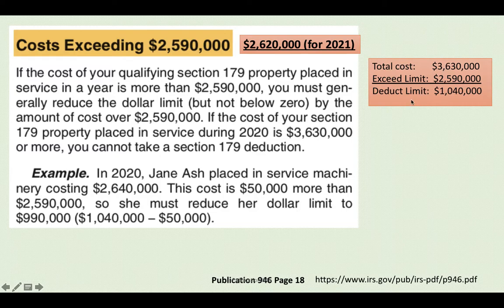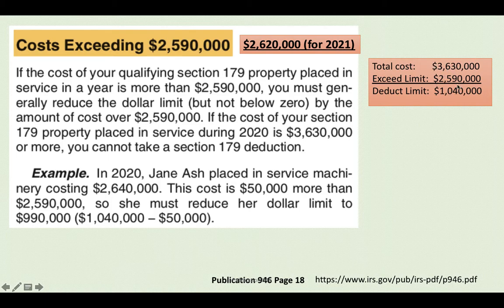So let's see what it says here. Basically, if your total cost is more than 2.59 million, every dollar above will reduce your allowance. The allowance in 2020 is 1.04 million, so it's going to reduce this amount. All the way, if your cost is 3.63 million, you can see this is the ceiling. More than this, you have $0 deduction allowance.